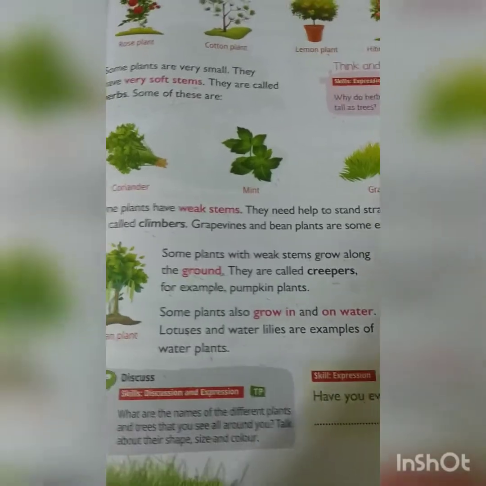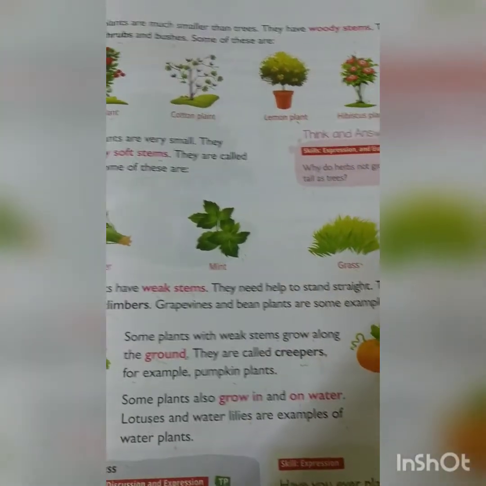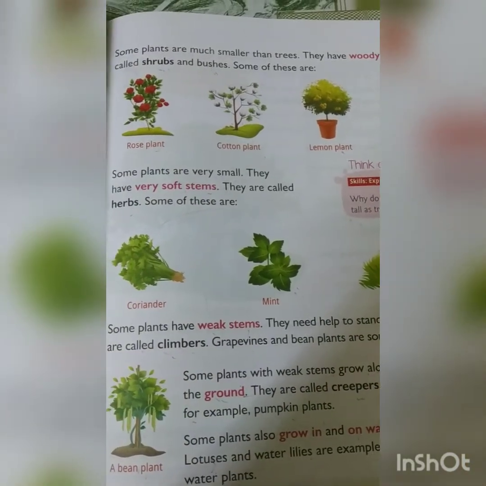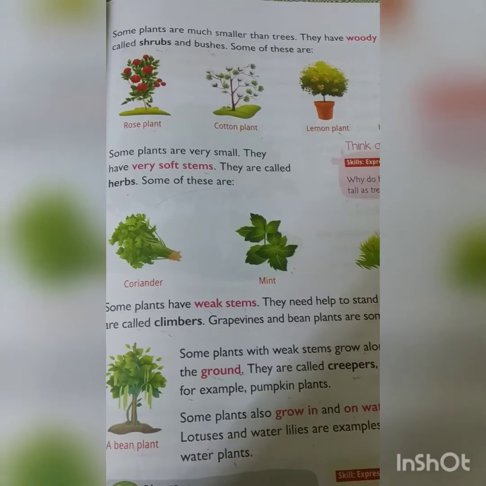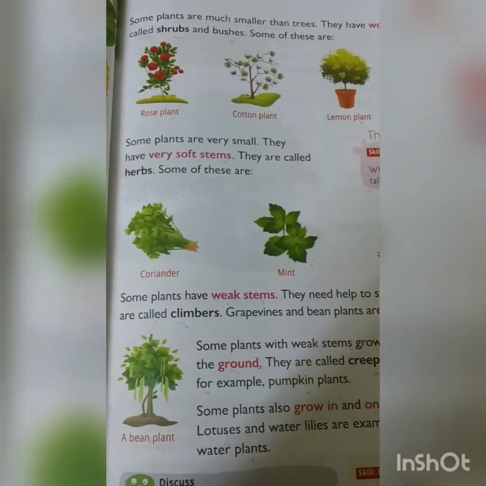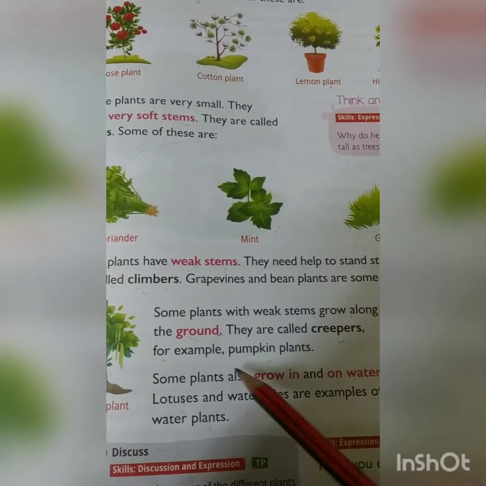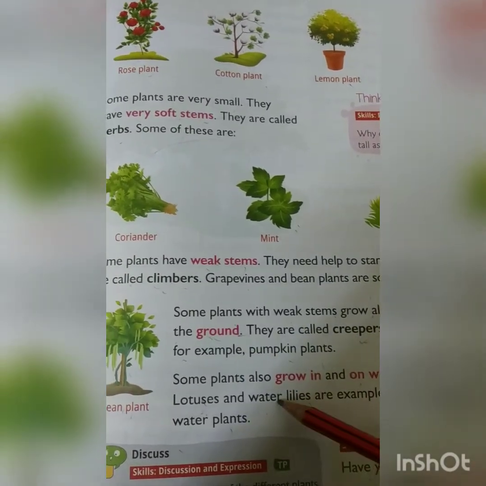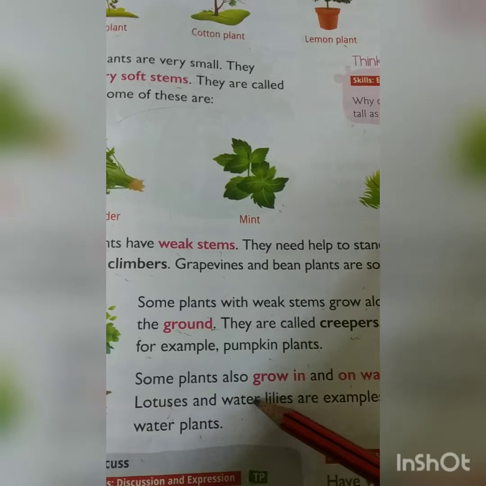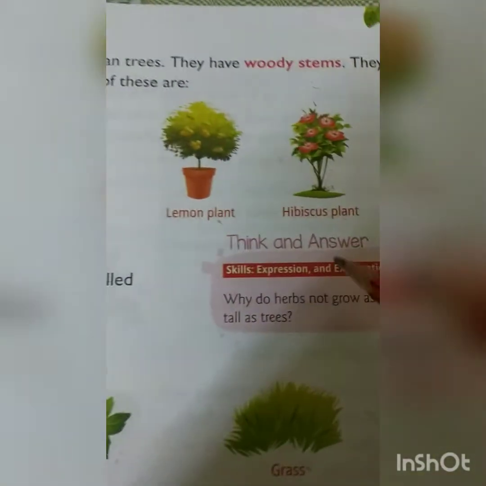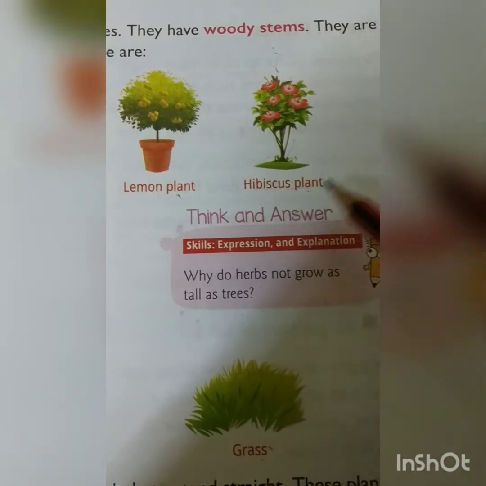Okay children, we saw the plants and the types of plants. There are trees, big and tall, and plants smaller than trees, and very soft plants. Also some plants with weak stems. Also some grow along the ground, and some grow in the water. Examples are lotus and lilies. Now here, think and answer.